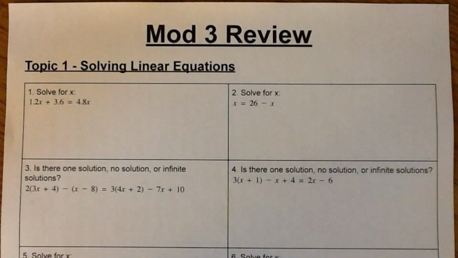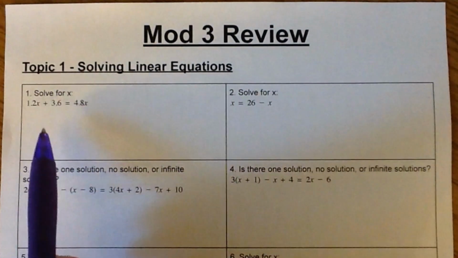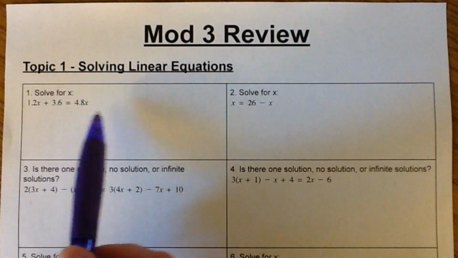Right, we are on module 3. We're going to start with topic 1, solving linear equations. So on number 1 it says solve for x, and here we have 1.2x plus 3.6 equals 4.8x.